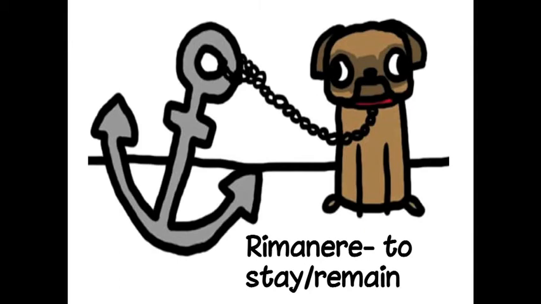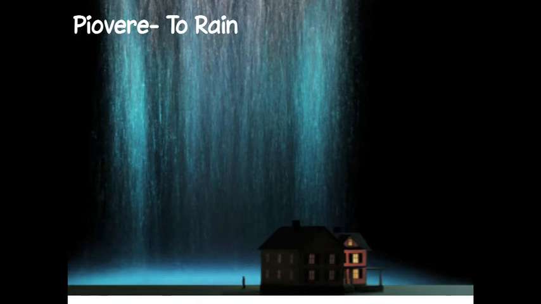Rimanere, to remain. Rimango, rimani, rimane, rimaniamo, rimanete, rimangono. This one adds the G at first person singular and third person plural. Piovere, to rain. So if you say it rains, you just say piove. You might remember Jovanotti's song: Piove, guarda, senti come piove.